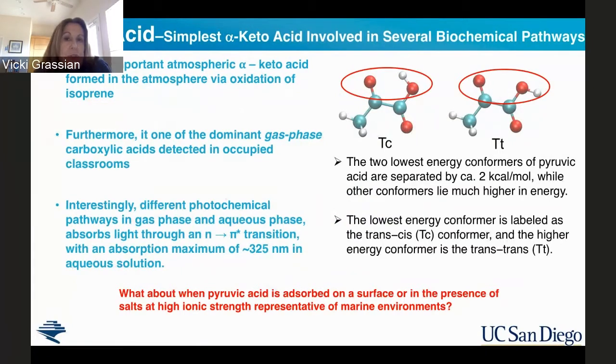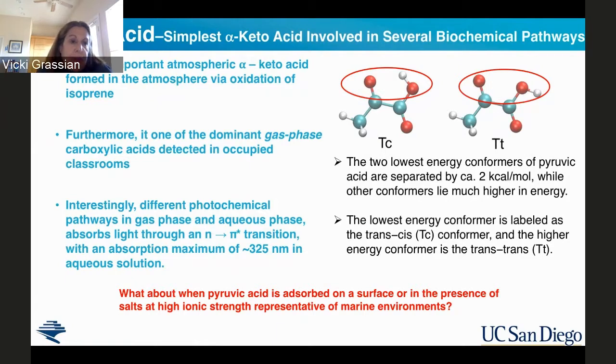So let me just introduce pyruvic acid. It's the simplest alpha keto acid involved in several biochemical pathways. That's not going to be my focus today. Some of you might be studying these different pathways, but it's not my focus. What I want to talk about today is just some different aspects of pyruvic acid.